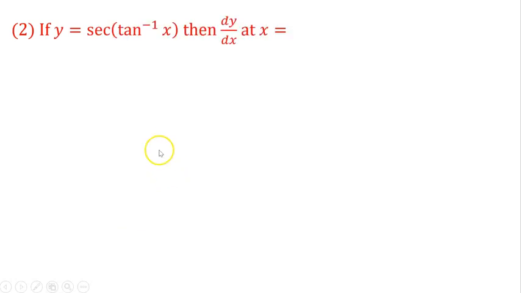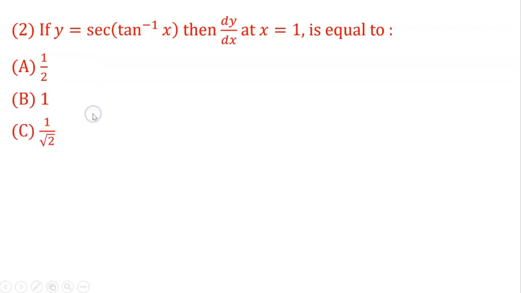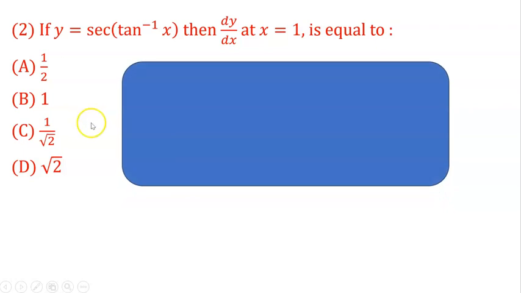Now, next question. If y = sec of tan inverse of x, then dy/dx at x = 1 is equal to: option A is 1/2, B is 1, C is 1 upon root 2, D is root 2. Now we'll solve this.